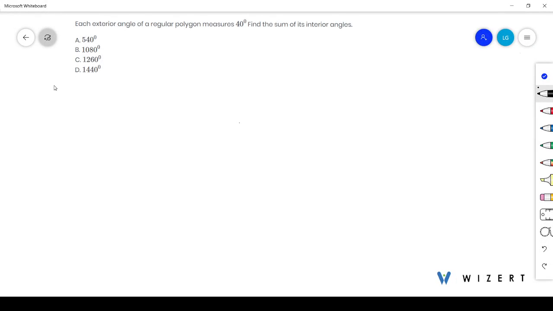Our question is, each exterior angle of a regular polygon is 40 degrees. Find the sum of the interior angles.